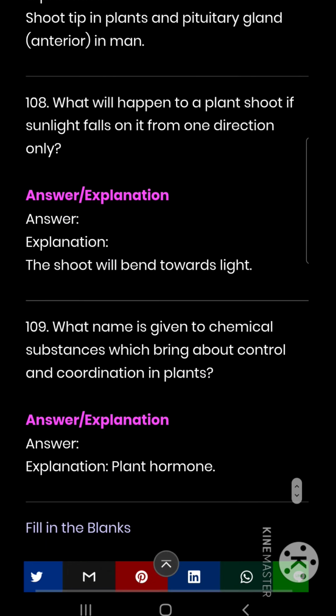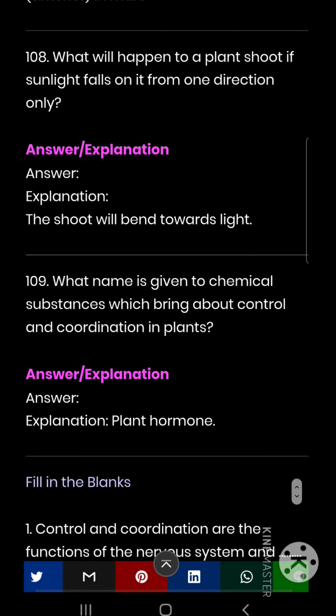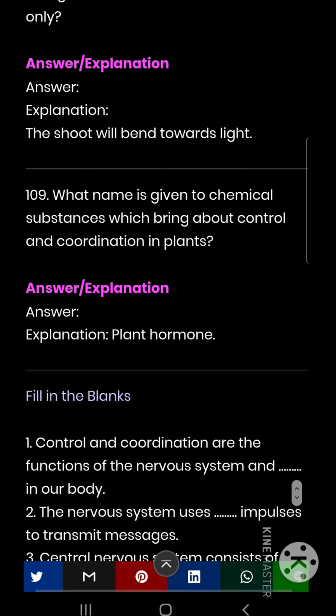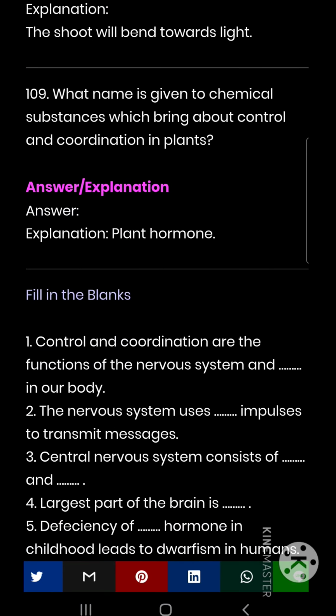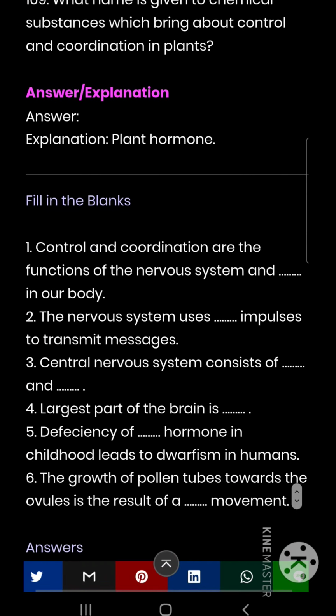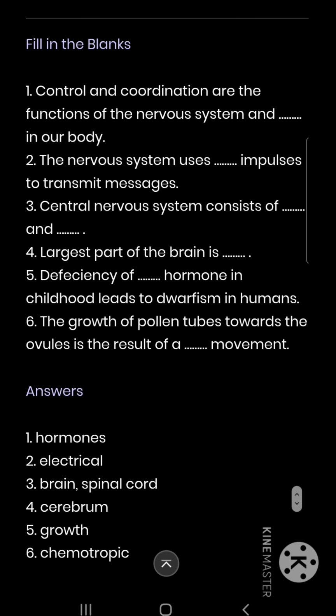What will happen to a plant shoot if sunlight falls on it from one direction only? The shoot will bend towards light. What name is given to chemical substances which bring about control and coordination in plant hormones? Control and coordination are the functions of the nervous system and hormones.